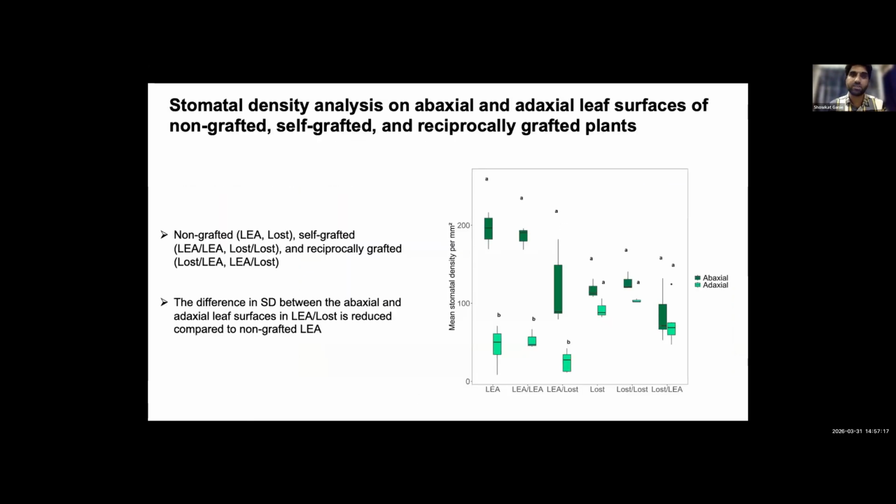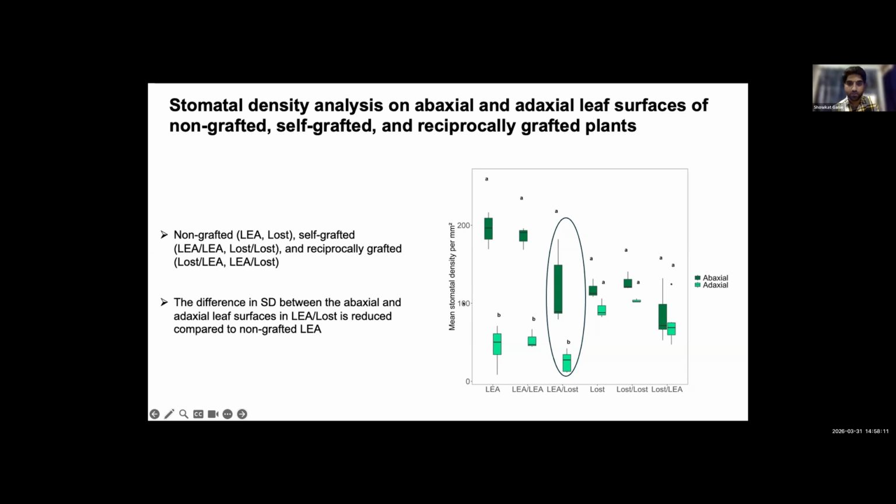So we firstly determined the stomatal density on the abaxial and adaxial surfaces on these non-grafted, self-grafted, and reciprocally grafted plants. Here I have shown the grafting combinations: non-grafted ones, which were not grafted at all, self-grafted, where Lea was grafted on Lea and Lost was grafted on Lost, and reciprocally grafted, where they were grafted on each other. We were most interested in the combination where we grafted the cultivated species on the wild species, and we wanted to know how the stomatal density compares with respect to the non-grafted and the self-grafted Lea.